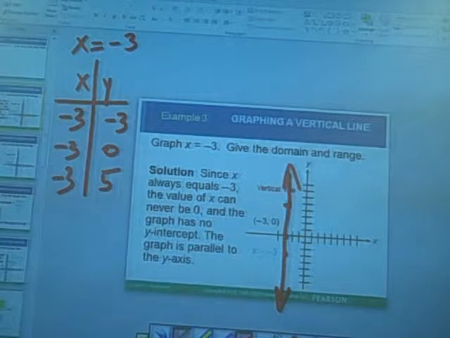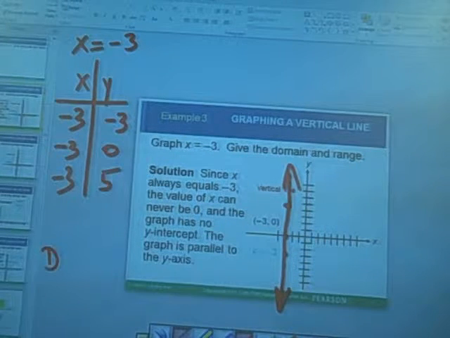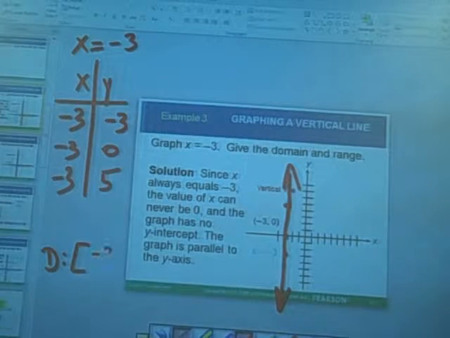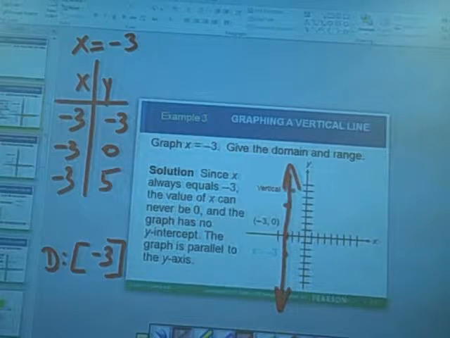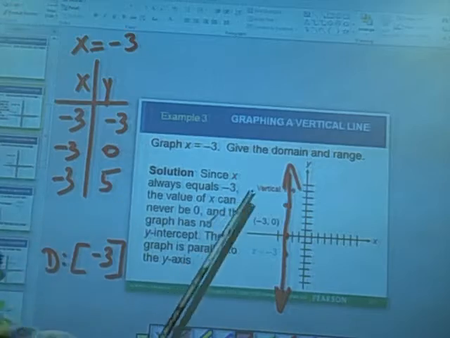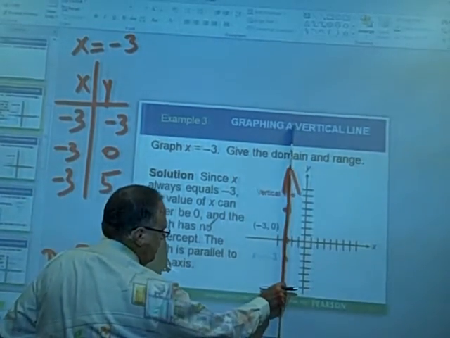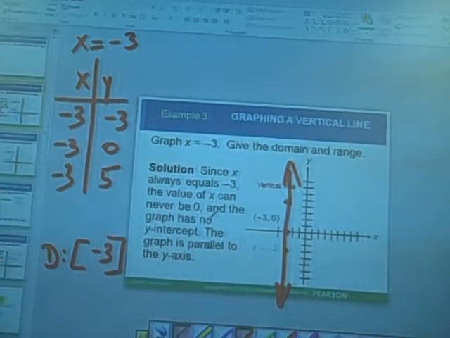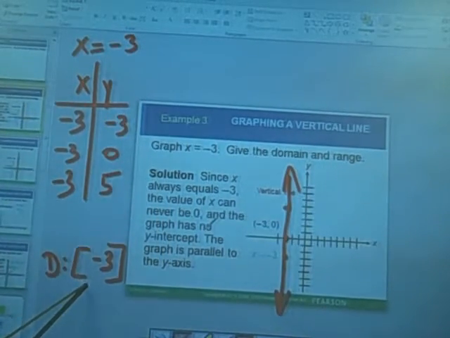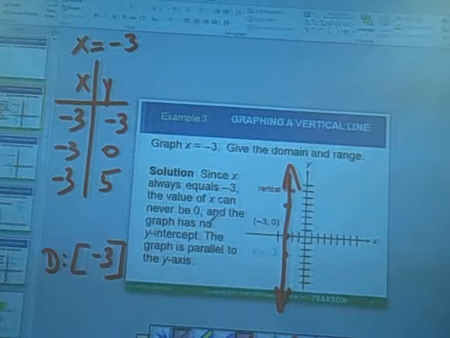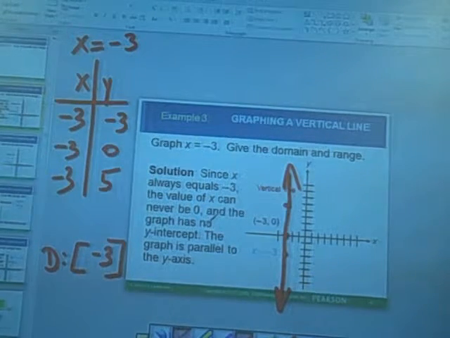Now here the domain is only a single point at negative 3. It does not move to the left. It does not move to the right. It's just negative 3 for your domain. And so in that case, that would be closed at negative 3. Questions with that?